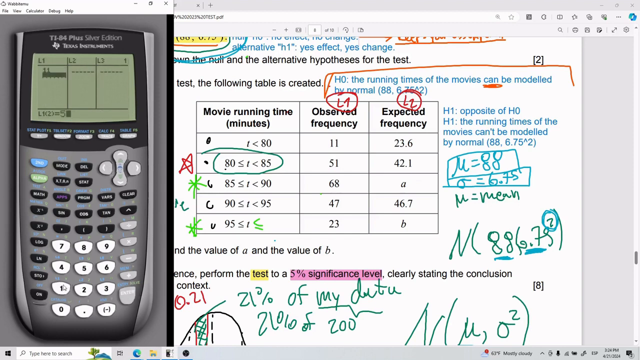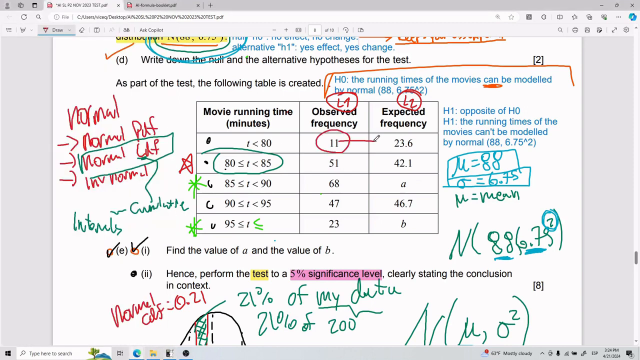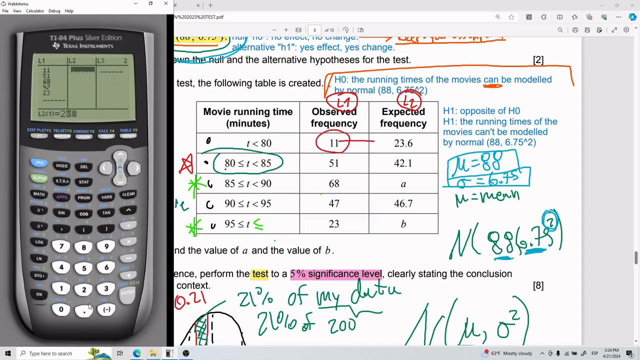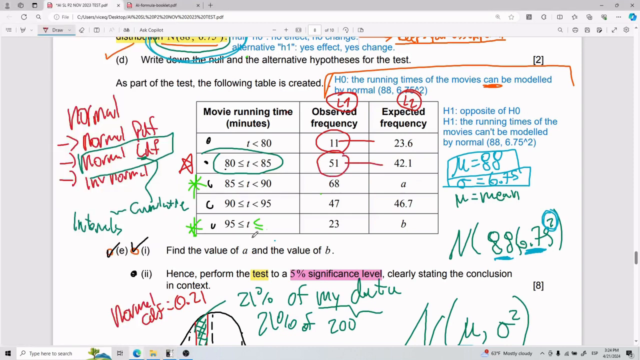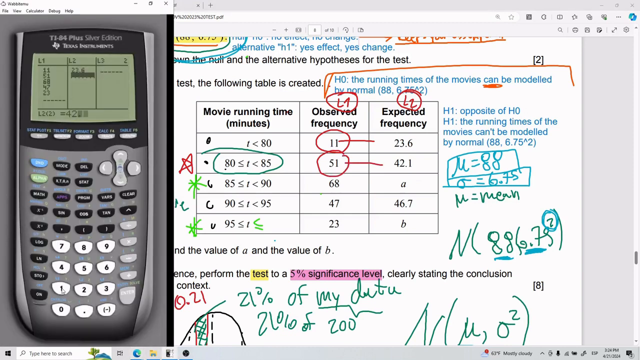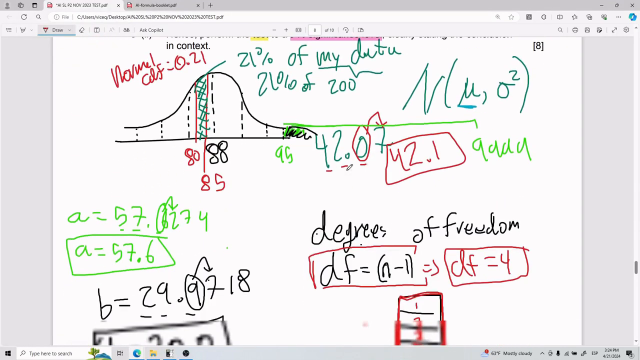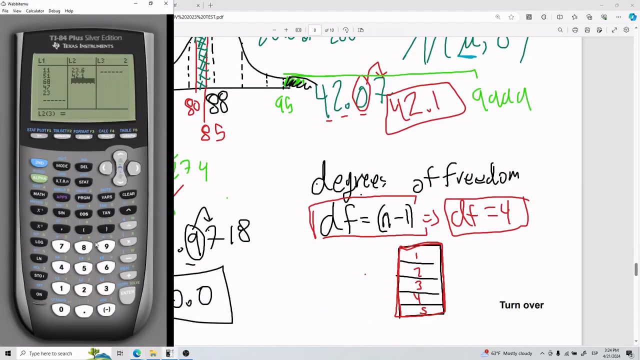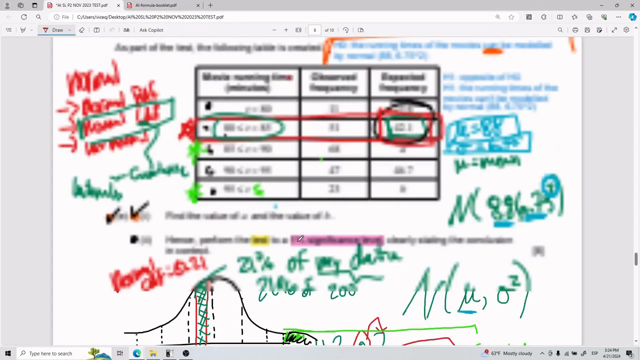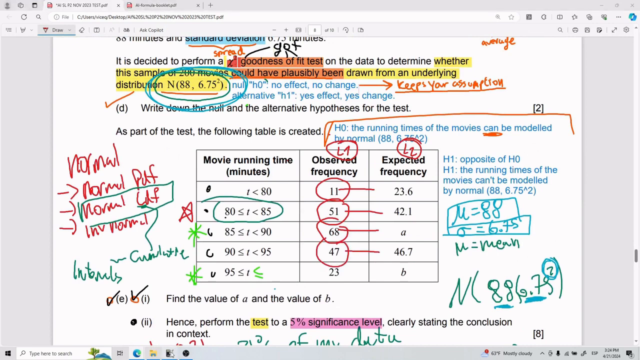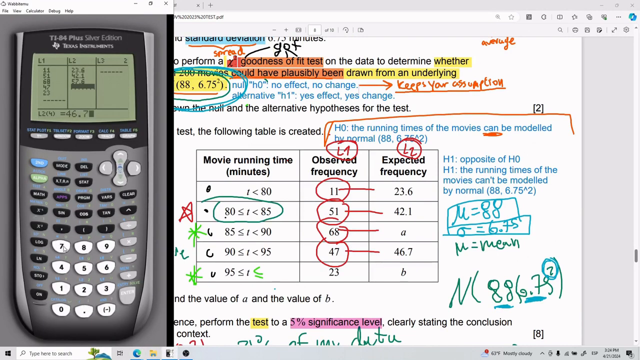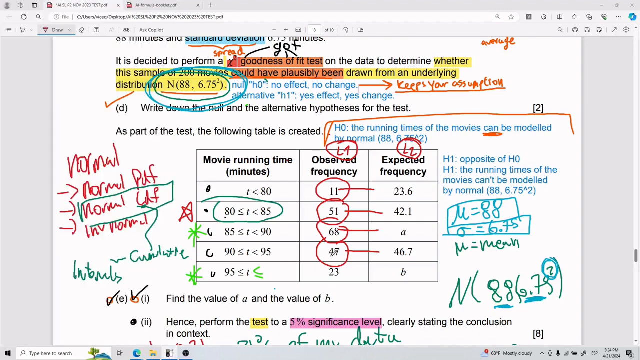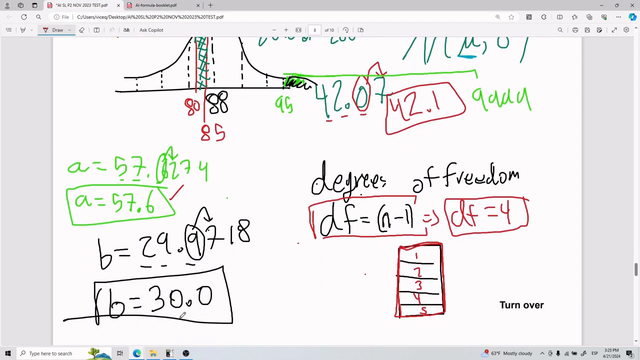So 11, 51, 68, 47, 23. And so the observed 11 has the associated expected 23.6. The observed 51 has the expected 42.1. The observed 68 has the expected A, which we said was 57.6. The observed 47 has expected 46.7. So that one is very similar. And for 23, we have B, which we said was 30.